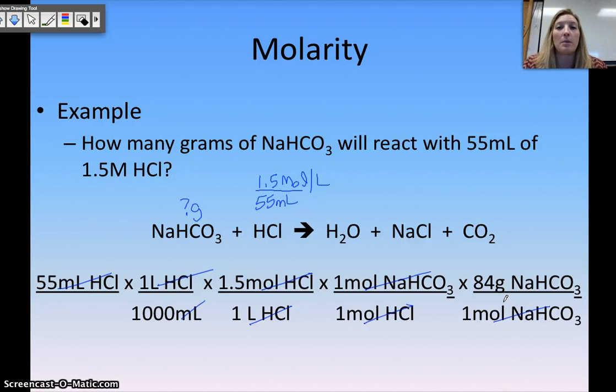Okay, so this is the same process that we've been going through for stoichiometry. We're just adding that one step in case we have liquids.